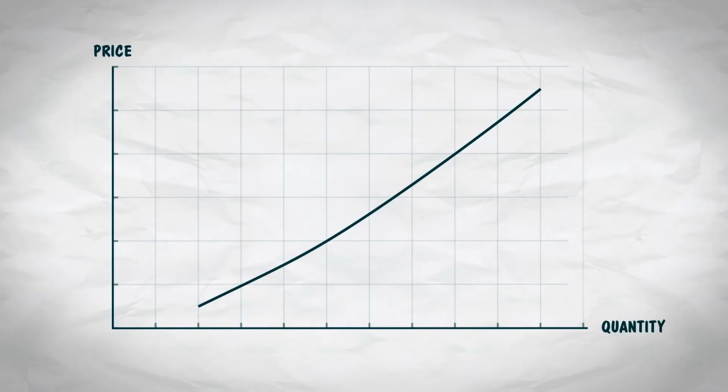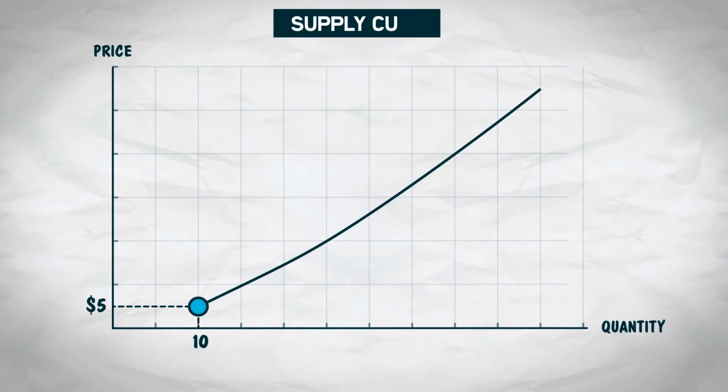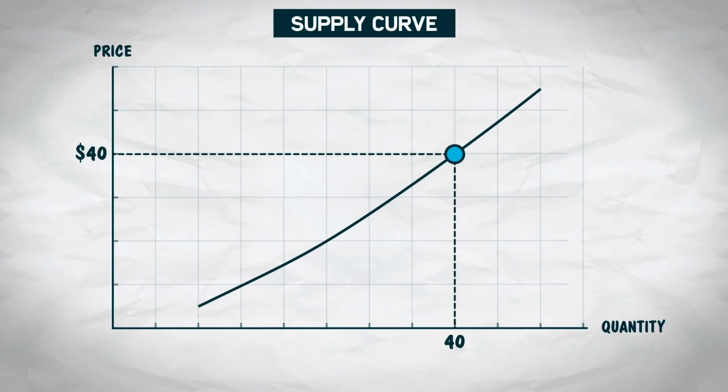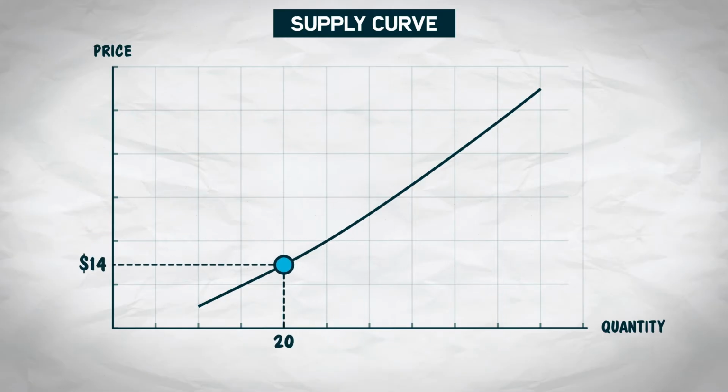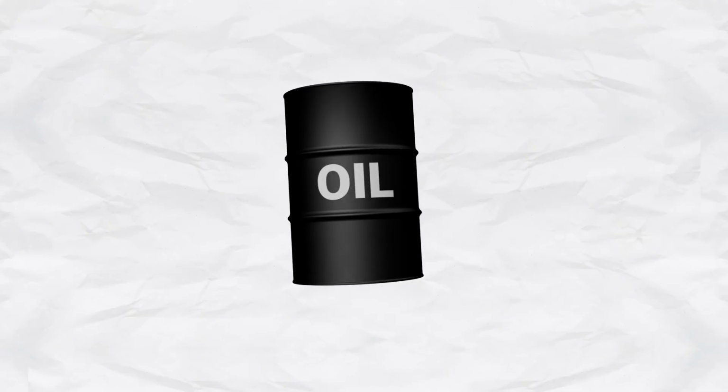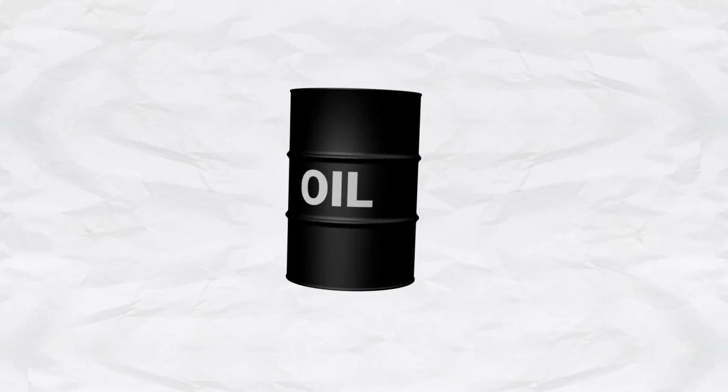In this video, we're going to dive deeper into the supply curve by building one together and then learning two different ways to read a supply curve. Let's start with a definition. A supply curve is a function that shows the quantity supplied at different prices. Now let's build a supply curve together, using the market for oil as an example.